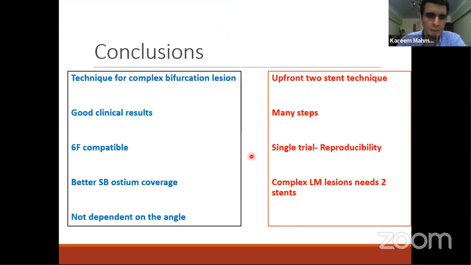Thank you, Dr. Karim. And this is the final conclusions. So we have some advantage, some cons and some pros. Regarding the pros, the DK crush is a technique for a complex bifurcation lesion involving the side branch ostium. It has a good clinical result, but of course it's based on a single clinical trial. It is 6 French compatible and achieves better side branch ostium coverage, and it is not dependent on the angle. However, it's an upfront two-stent technique. It has many steps. It's based on a single trial, so it needs some reproducibility in future trials. And in the complex left main lesion, as Dr. Karim mentioned, we should decide a two-stent technique from the start and not do a provisional stenting if we have an extensive side branch disease.